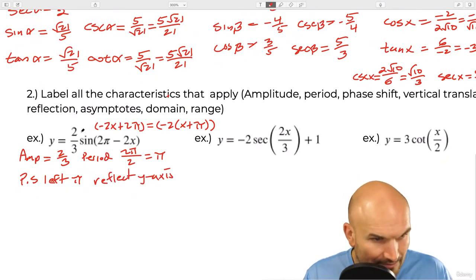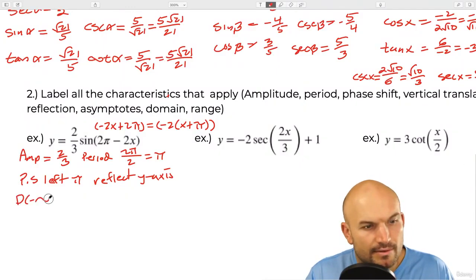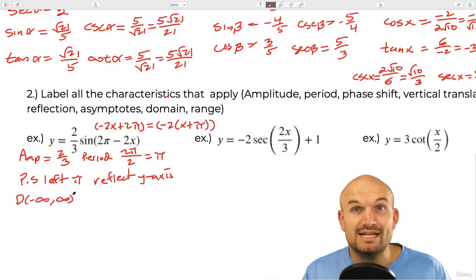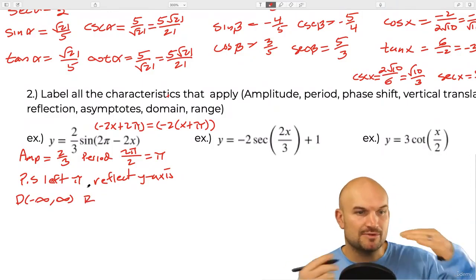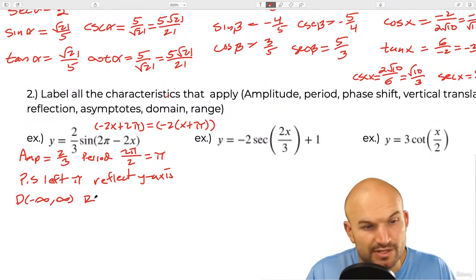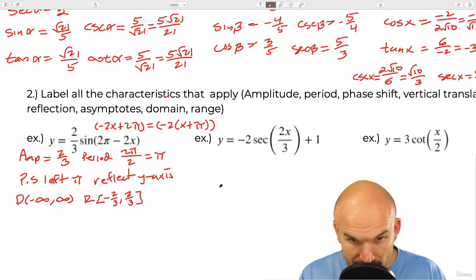Okay. There are no asymptotes. The domain is all real numbers. And the range is going to be basically how low and high the graph goes. Since the only thing that vertically has happened to the graph is that it's vertically compressed by 2/3, we can say that's going to be from negative 2/3 to positive 2/3. Okay. And yeah, so there you go.